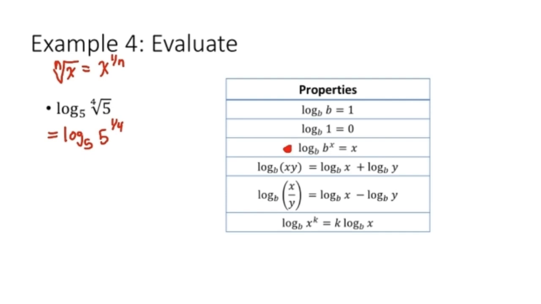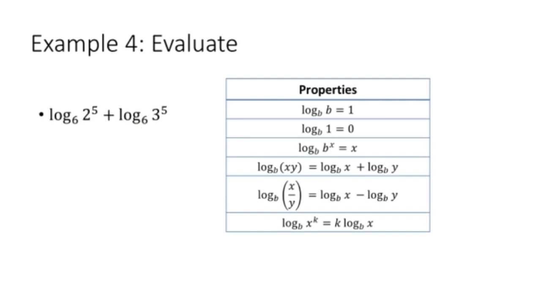Thanks to our third property, that will be equal to 1/4. Next, we're going to evaluate log base 6 of 2 to the 5th plus log base 6 of 3 to the 5th. Now, it does seem very tempting right now to try to evaluate each one individually, but I can't think of a power of 6 that'll give me 2 to the 5th, nor can I think of a power of 6 that would even just give me 2.